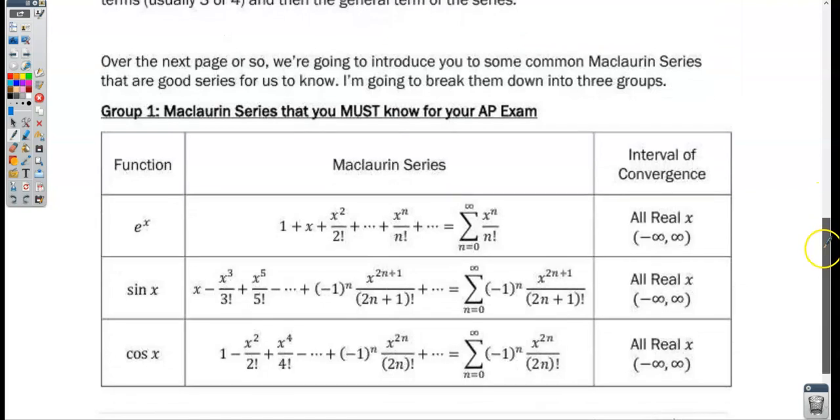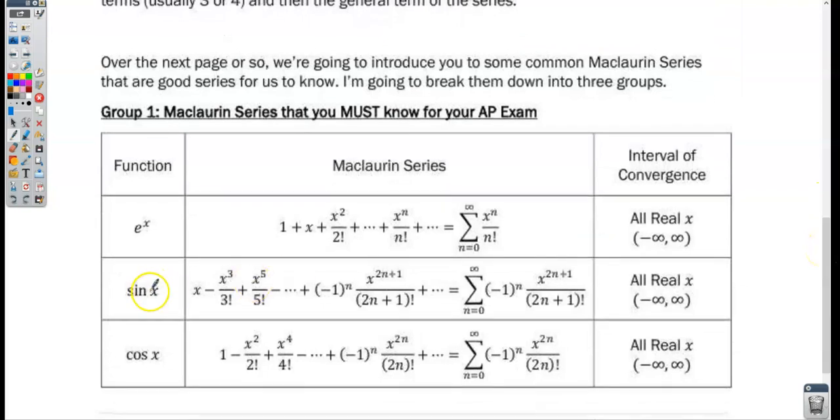The second one and the third one that we must know: sine of x is x minus x cubed over 3 factorial plus x to the fifth over 5 factorial, and so on. We've seen this already before. We generated a polynomial for sine of x in the past. We generated a polynomial for cosine of x in the past, but these are the series forms for sine of x and cosine of x. Both of these converge to the function for all real numbers.